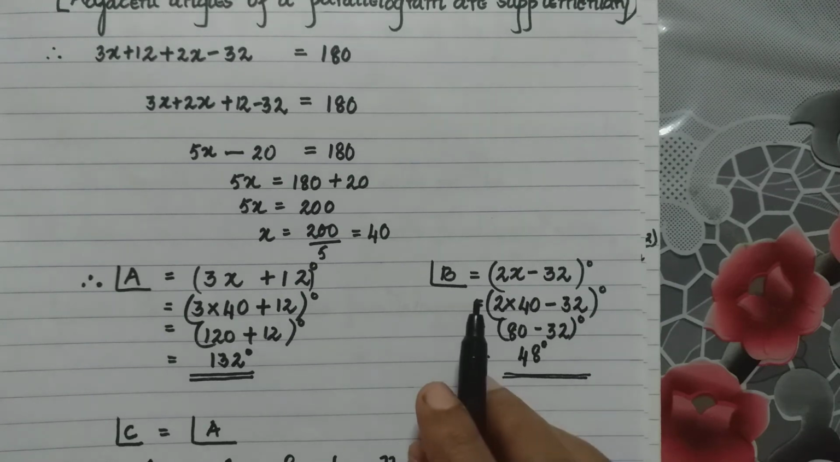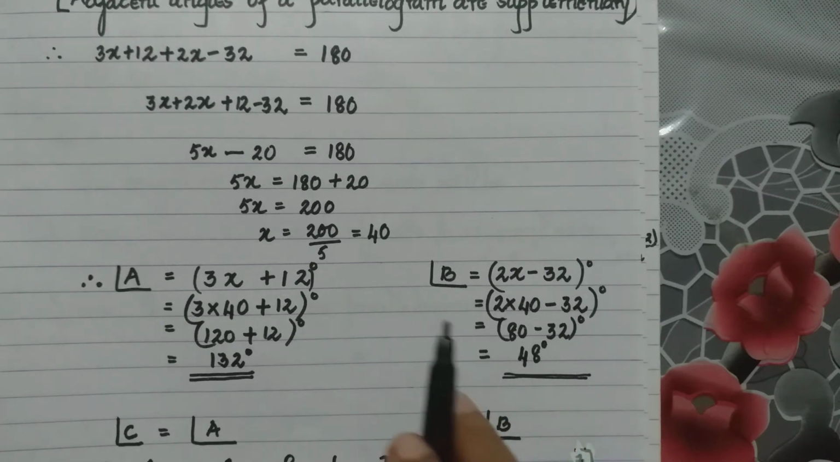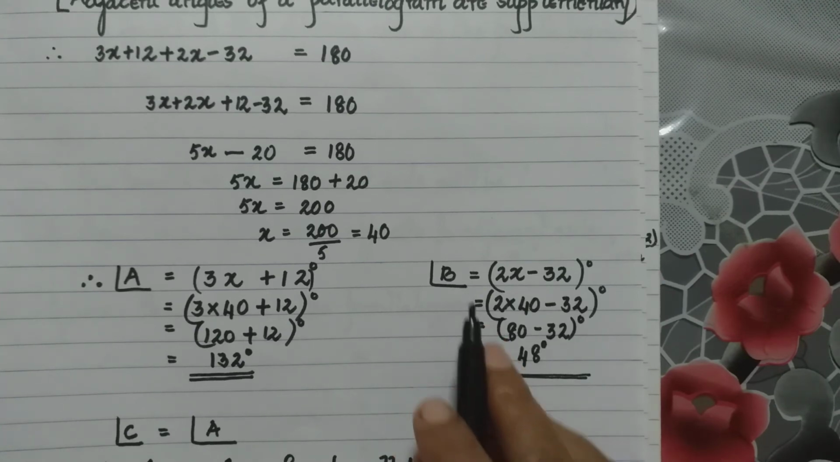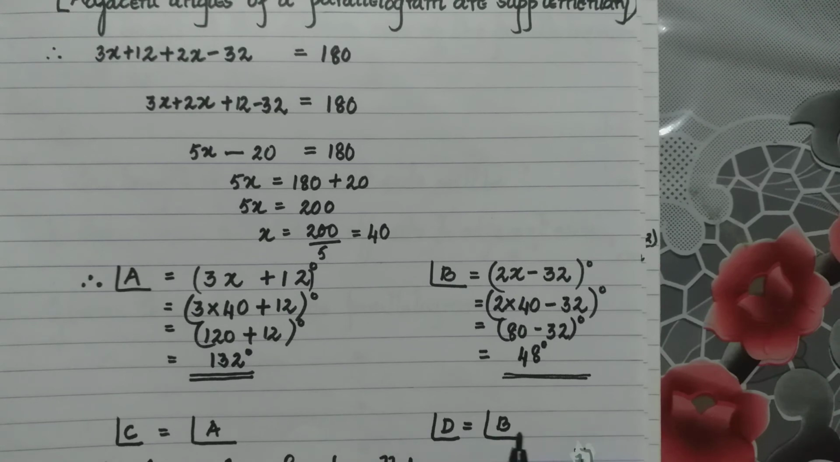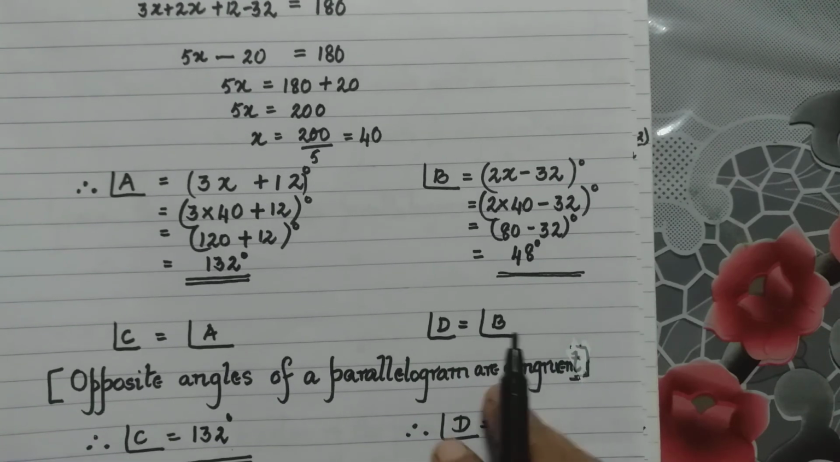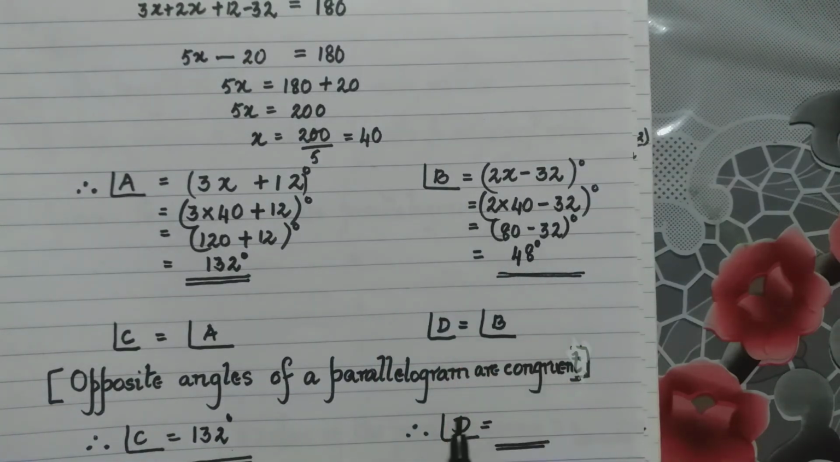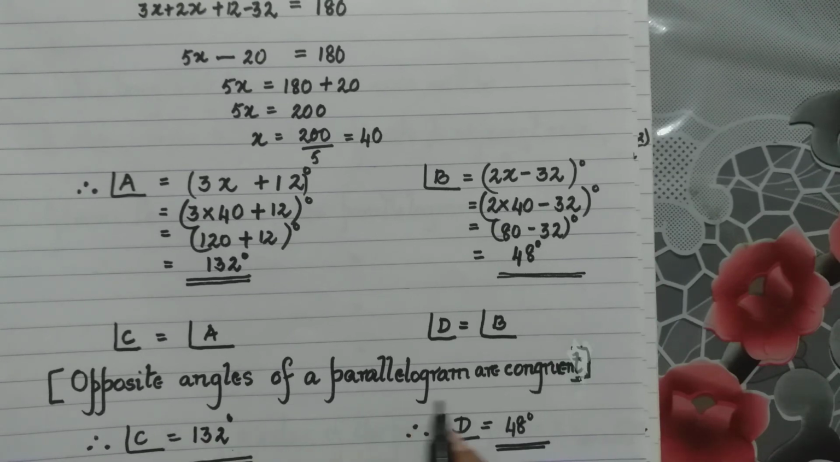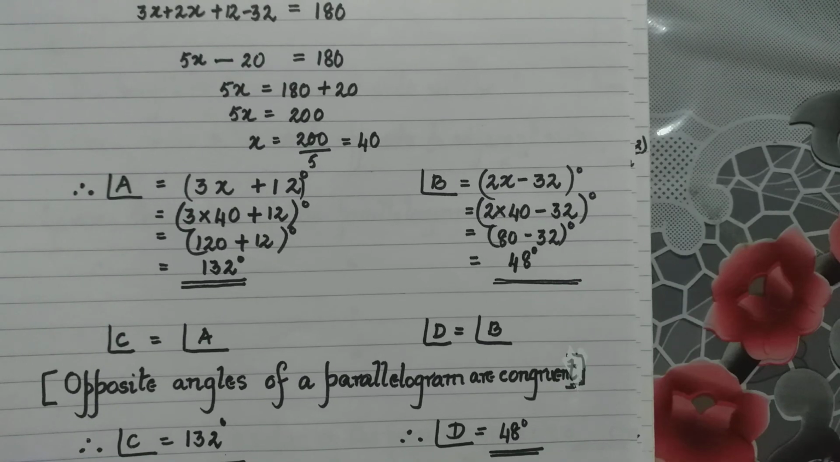But the angle opposite to it also will have the same measure. Now, which will be the angle opposite to it? After angle B is angle C, so we don't consider angle C. And after angle C comes angle D. So angle D will be the angle opposite angle B. So angle D is equal to angle B, and already angle B is got as 48. Therefore, angle D also will be 48 degrees. What is the reason? Opposite angles of a parallelogram are congruent.